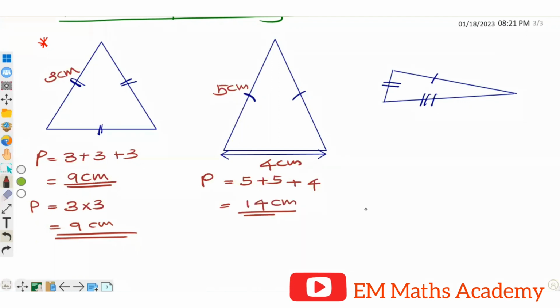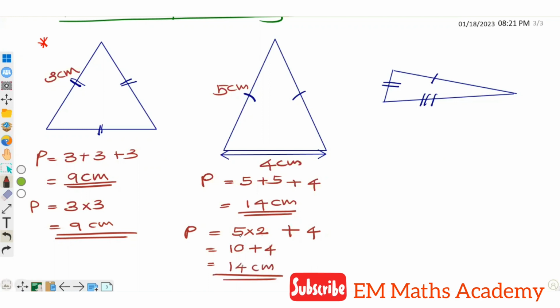14 centimeters. Or what you can do is, there are 2 sides of 5 centimeters, so 5 times 2. You can multiply by 2 and add 4. Then don't add 2 plus 4 first. When you have addition and multiplication, you have to give priority to the multiplication. So you multiply 5 times 2, it is 10. 10 plus 4, what is the answer? It is 14 centimeters. Okay, we obtain the same answer by both methods.